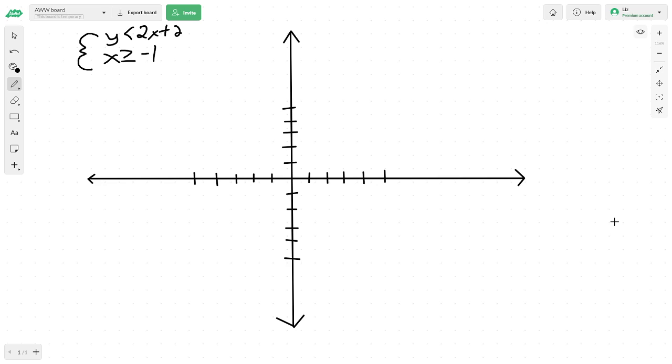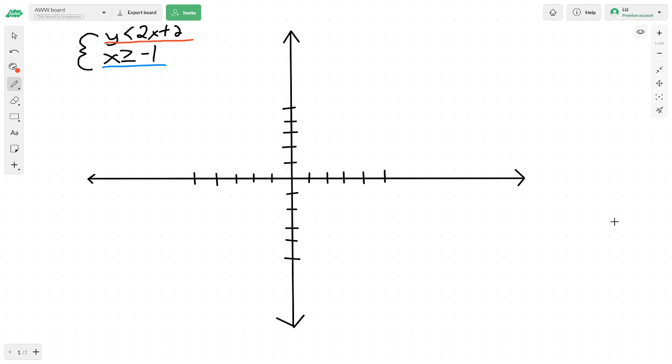Okay, so here we have a system of linear inequalities. We have y is less than 2x plus 2, and x is greater than or equal to negative 1. So I'm going to graph these in different colors here. This is going to be my red line, and this is going to be my blue line. All right, so I'm going to graph this starting off just like we would any other inequality. I'm going to start off with two points and then determine if I need a dashed or a solid line and then figure out which direction to color it.